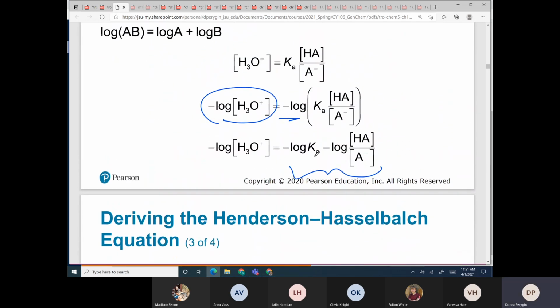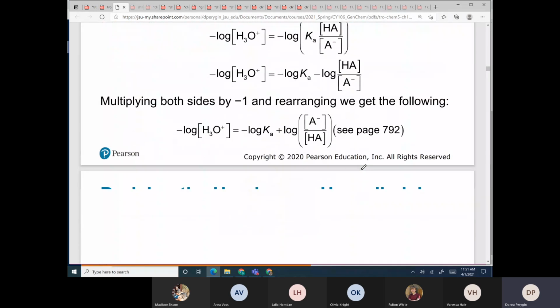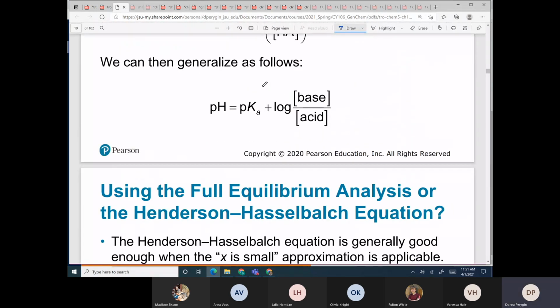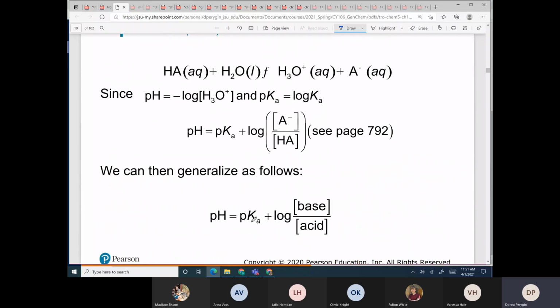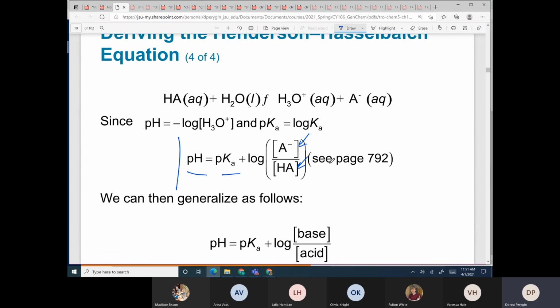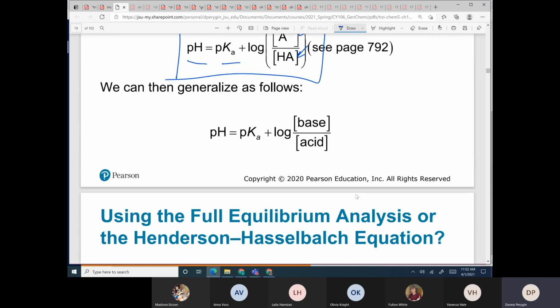So that's the negative log of Ka. Okay, so pH is equal to the negative log of the Ka minus the log of HA over A minus. And the negative log of the Ka is equal to pKa. So pH is equal to the pKa plus the log of the base over the acid. So pH is equal to the pKa plus the log of A minus over HA. I usually memorize the top one. This is going to be a shorthand way of solving these problems, and it's a very convenient equation that we'll use a lot.